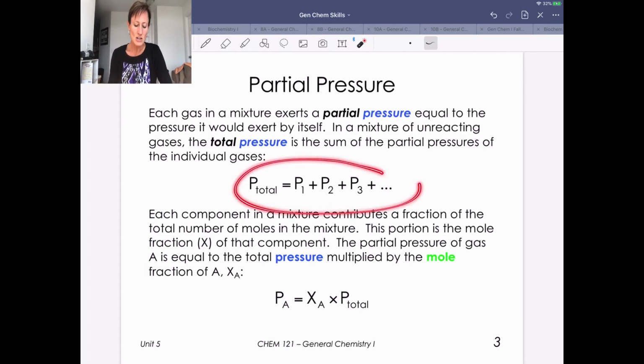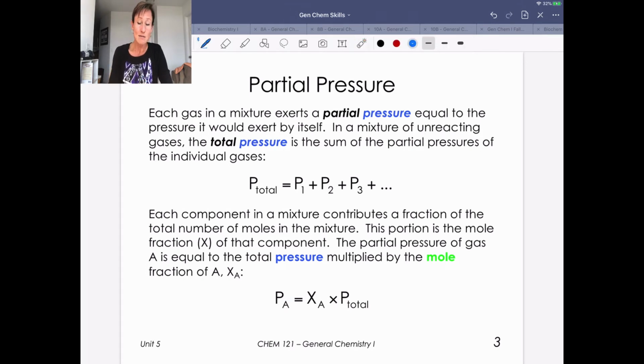So that's one equation. The sum of all of the partial pressures will equal the total. The second piece is thinking about just using this from a fractional standpoint. If we want to think about, for example, how much the partial pressure of that nitrogen gas would be, we can think about its mole fraction. So this is a new term to think about.